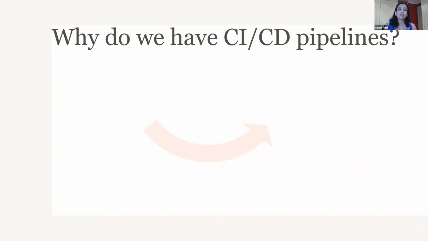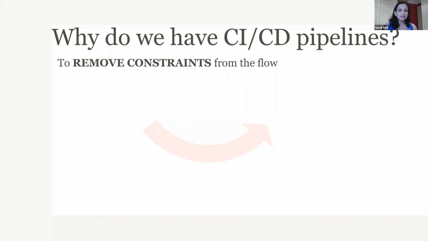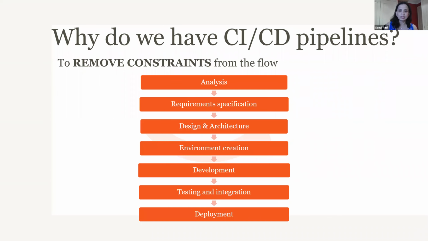The next question that we'd like to examine is, why do we have CI/CD pipelines? And that is to remove constraints from the flow. I'd like to demonstrate this by bringing up this picture. This is the waterfall model. And if you're about my age, you've probably lived the dream, or should I say the nightmare. In the waterfall model, each step must happen in a specific order. So for example, I cannot start requirement specifications until I've finished analysis. So each step is a constraint for the next.